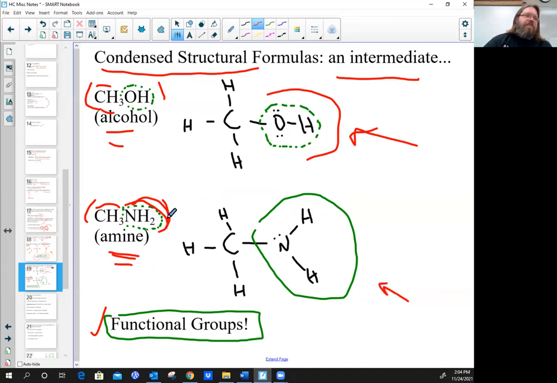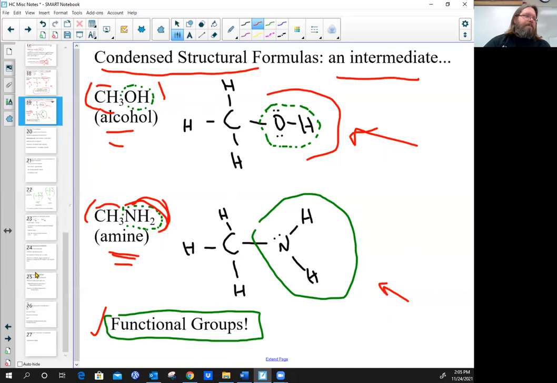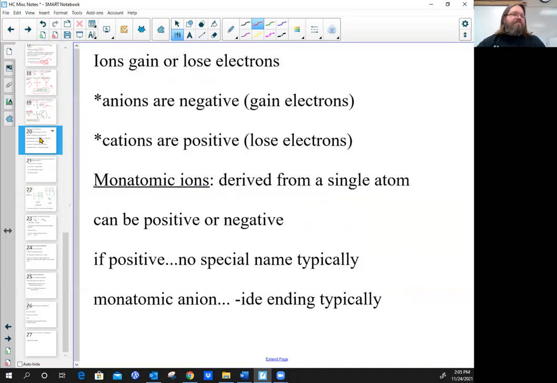So by writing the formula like this, it's not so funky. It's just a way of communicating in chemistry that says, hey, I'm an alcohol, or I'm this, or I'm that, okay? So you'll see that with these condensed structural formulas as we continue through the year. All right. Now, into the real big task at hand, guys.